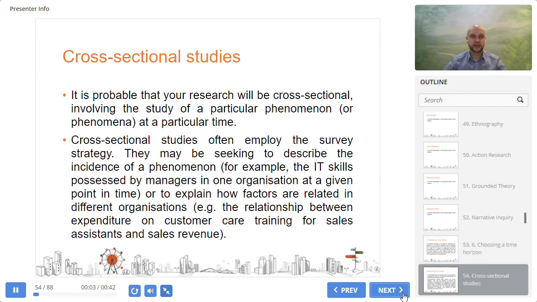Cross-sectional studies. It is probable that your research will be cross-sectional, involving the study of a particular phenomenon at a particular time. Cross-sectional studies often employ the survey strategy. They may be seeking to describe the incidence of a phenomenon, or to explain how factors are related in different organizations. However, they may also use qualitative or mixed methods research strategies. For example, many case studies are based on interviews conducted over a short period of time.